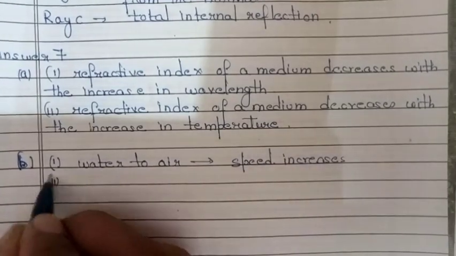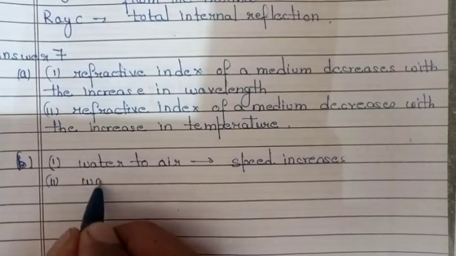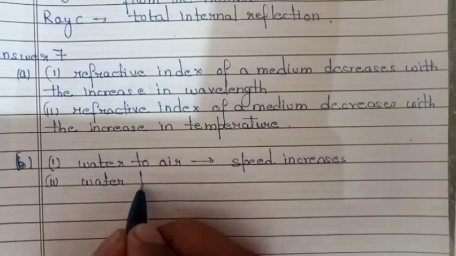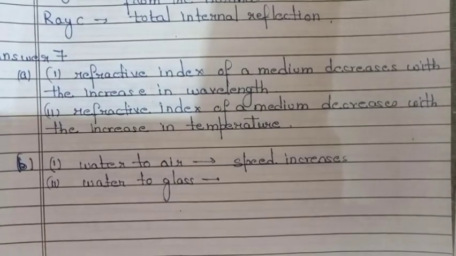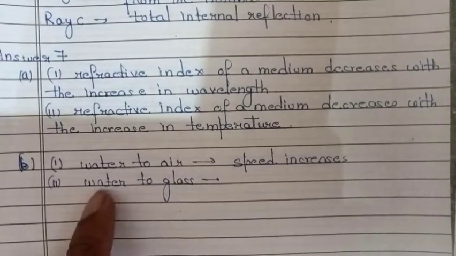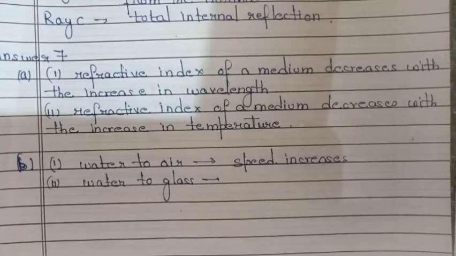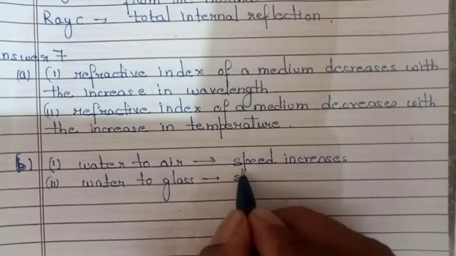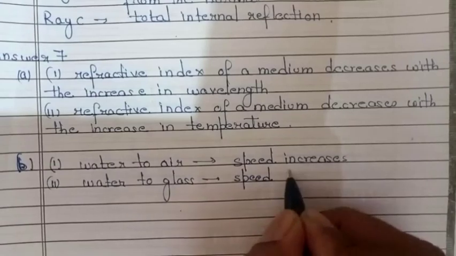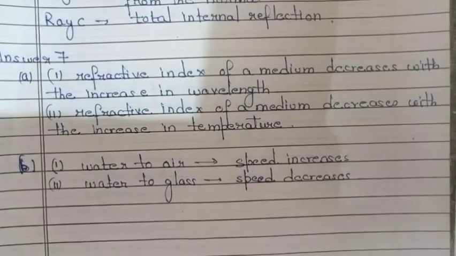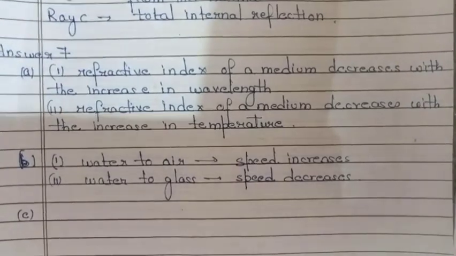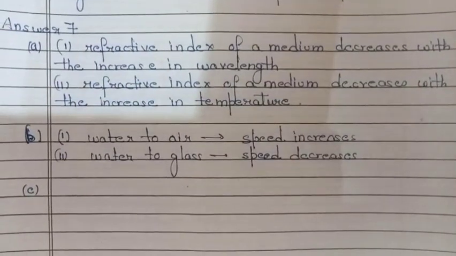In the second case, it's traveling from water to glass. Traveling from water to glass means it is traveling from rarer to denser. So as it travels from rarer to denser, its speed will decrease. So speed decreases. Moving on to the C part. Now what's given in the C part?